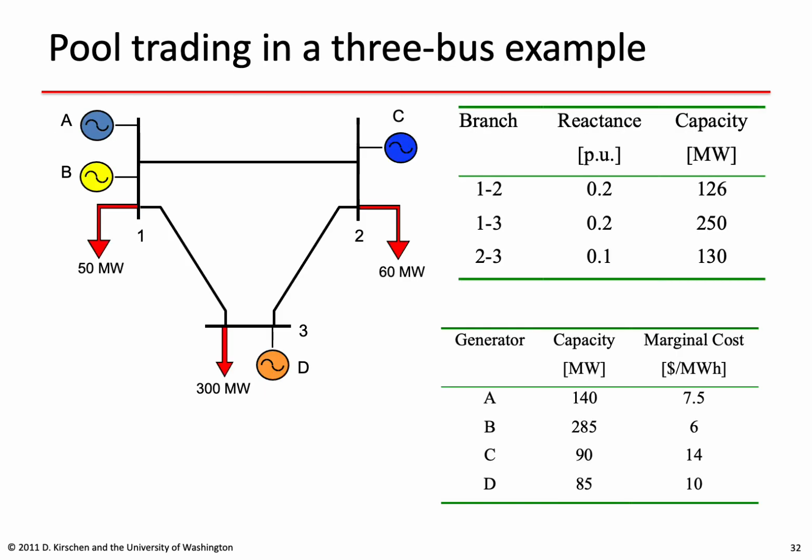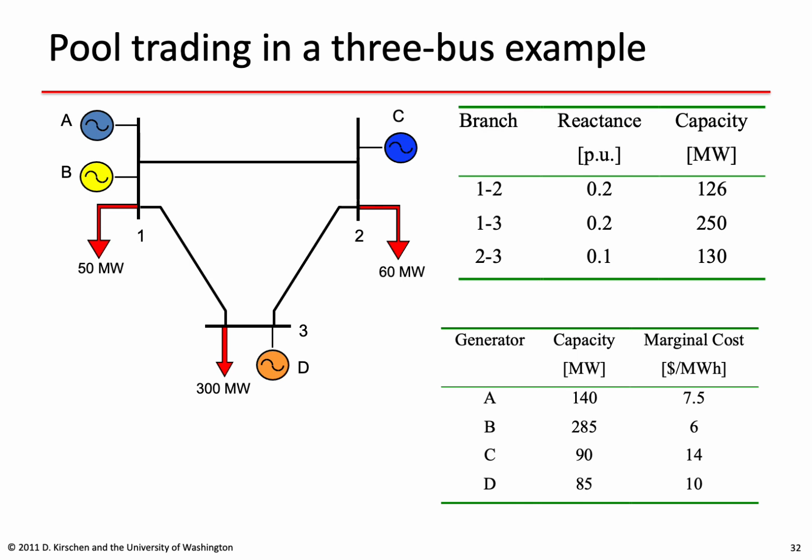We can't limit ourselves to what is essentially a simple example. We have to look at what happens when we have loops in our network. So let's move on to a 3-bus example like the one shown on this slide. In this 3-bus example, we have 4 generators, 2 connected to bus 1, 1 connected to bus 2, and 1 connected to bus 3.